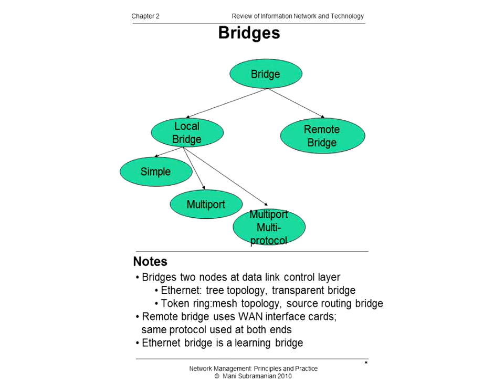This is the bridge. There are two types of bridges, local bridge and remote bridge. In local bridge, again, we have three categories: simple, multi-port, and multi-port multi-protocol.